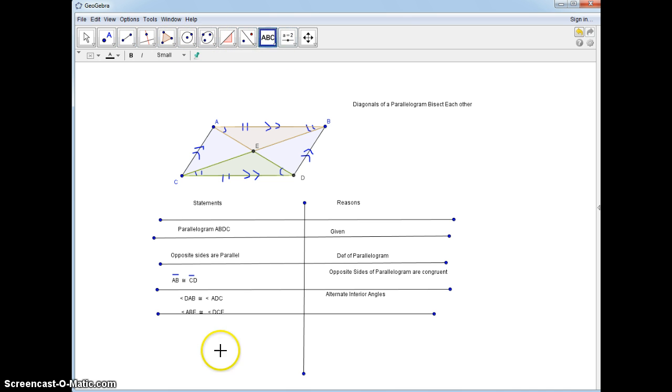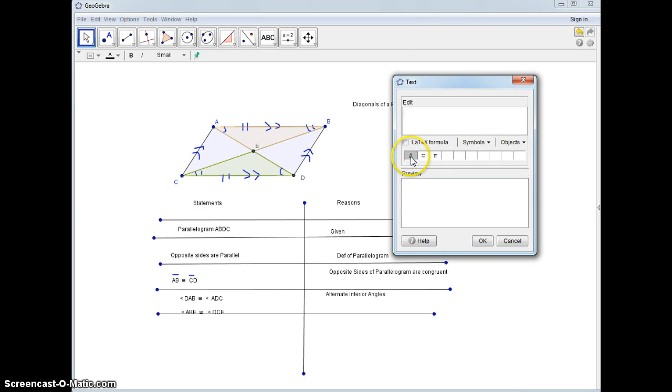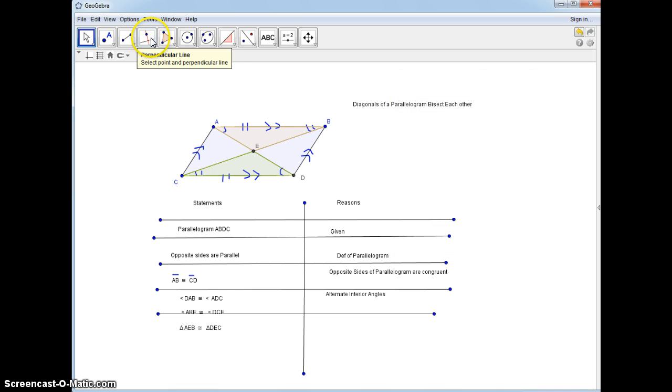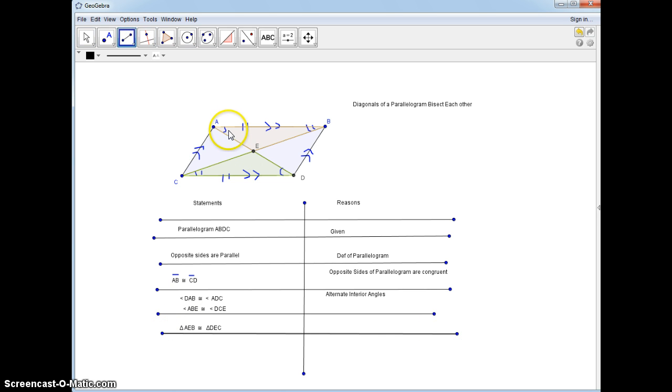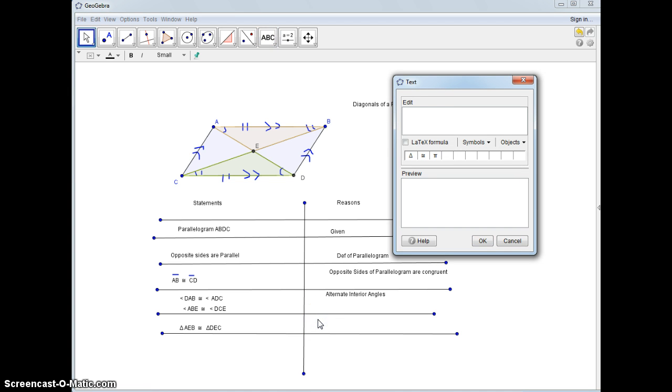triangle, but we have to get those letters right, so let's make sure we get those letters right. Triangle AEB is congruent to triangle DEC. And let's move some stuff around, and the reason for that is angle, side, angle. So we're going to write down angle, side, angle postulate.